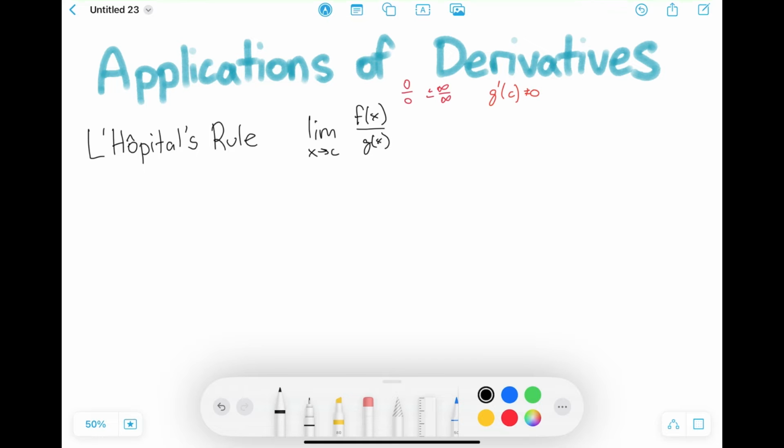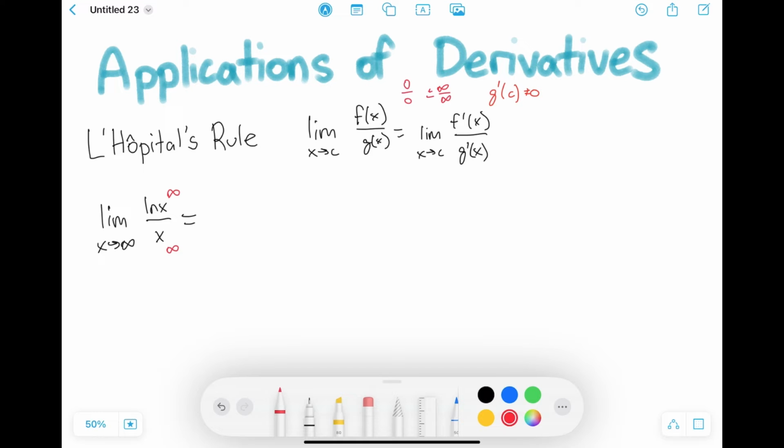Okay, so if this is true, then we can say that this is equal to the limit as x approaches c of f prime of x over g prime of x. And an example of this is, let's say we have the limit as x approaches infinity of ln x over x, right? If we try to evaluate this top function, ln x, kind of just looks like this. So it's going to approach infinity. And if we plug in x here, this is also going to be infinity.